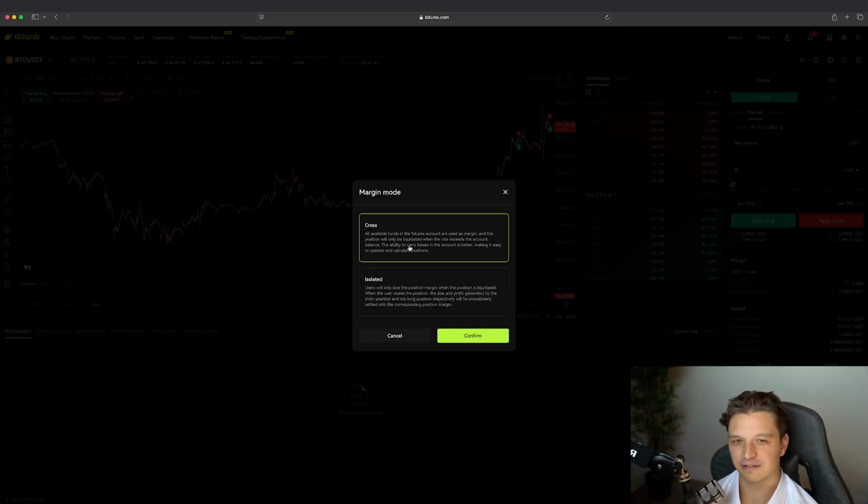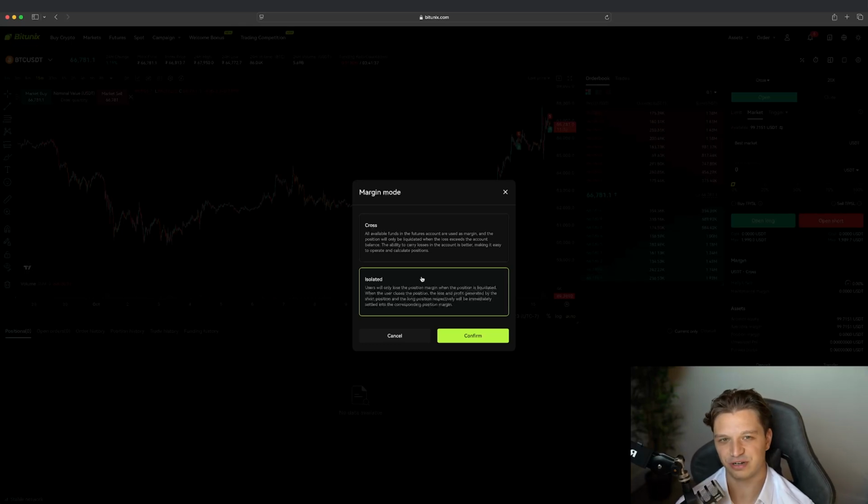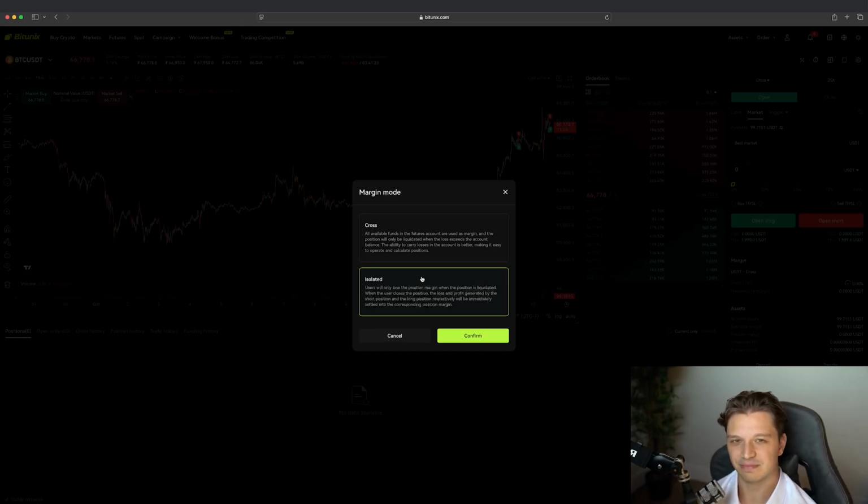So what are the differences? Isolated uses only the margin that you put into the position or trade, and that's the maximum you can lose. Now, because you're using this, the liquidation price will be significantly lower and tighter to your entry because of that.